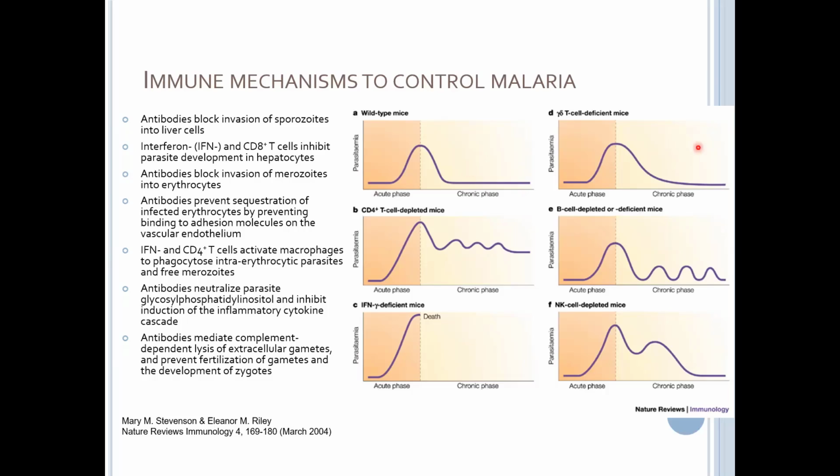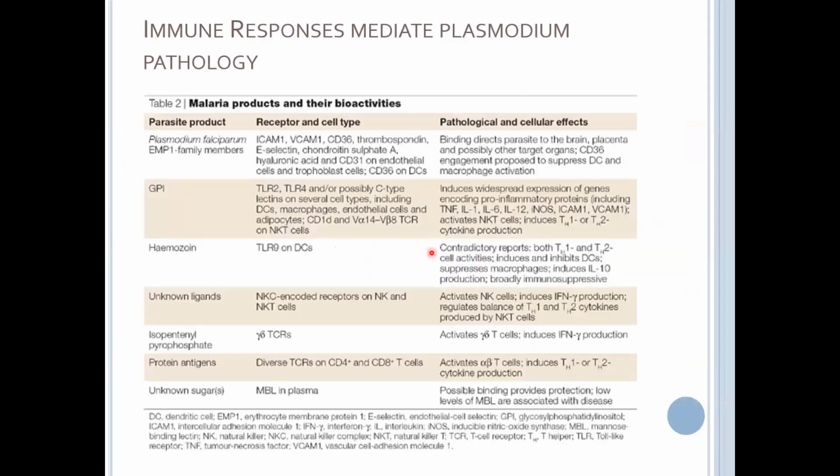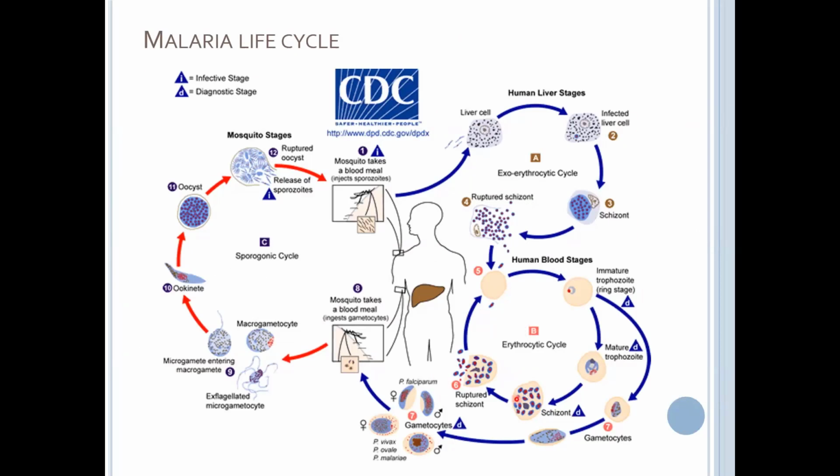If you knock out gamma delta T cells, there's maybe a slight delay in clearance, but it's not absolutely essential. If you knock out CD4 T cells, which again are these critical organizers of the entire adaptive immune response, then you fail to clear the infection, and you get this cyclic parasitemia, which corresponds to this cycle. So this is somewhat synchronized.